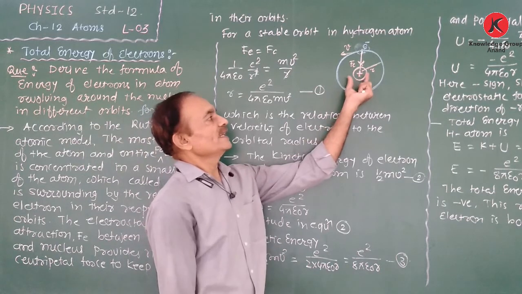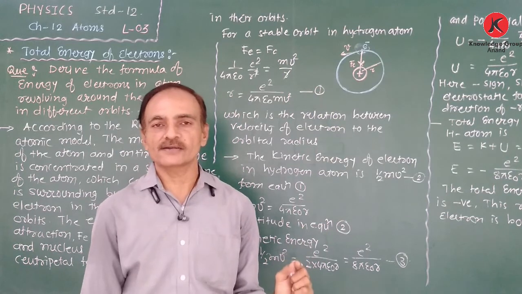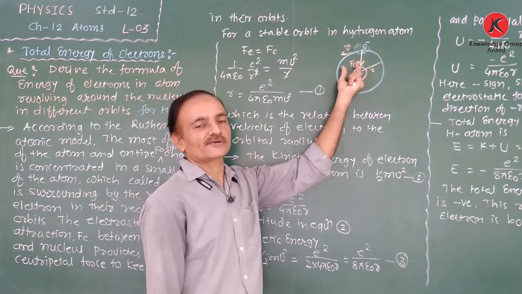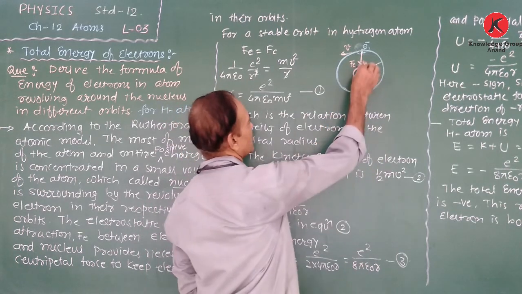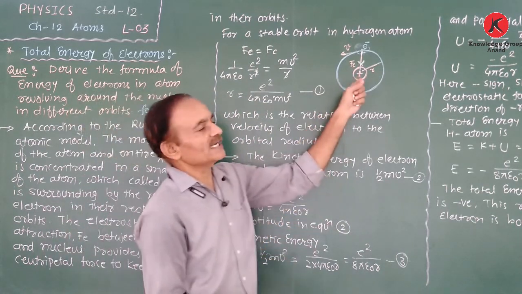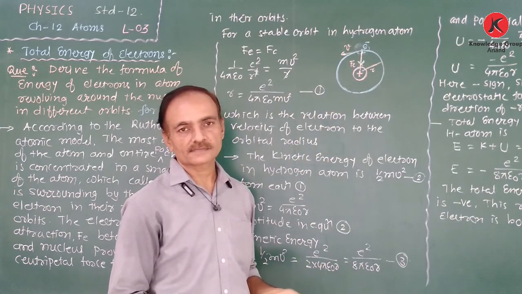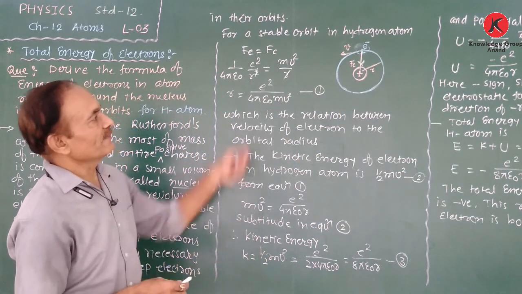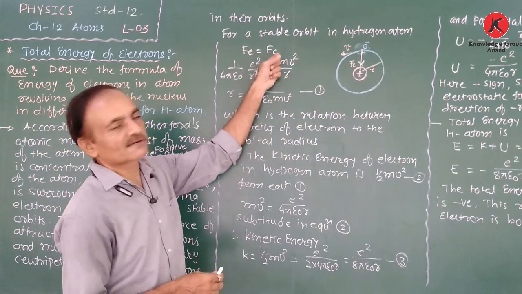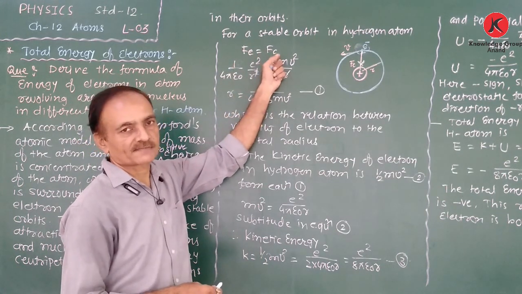So the nucleus has the positive charge, and the electron has the negative charge. According to Coulomb's force of attraction, the force applied on the electron by the nucleus is in the direction towards the nucleus, which provides the necessary centripetal force for the electron to revolve in a particular orbit. For a stable orbit of radius r in a hydrogen atom, the electrostatic force is equal to the necessary centripetal force. Therefore, Fe is equal to Fc.